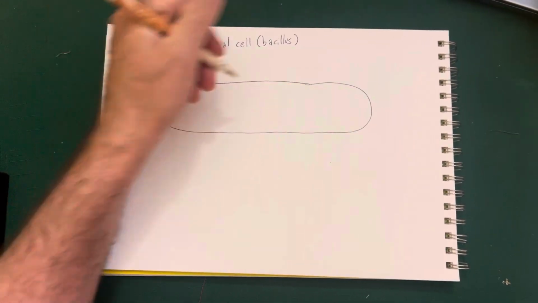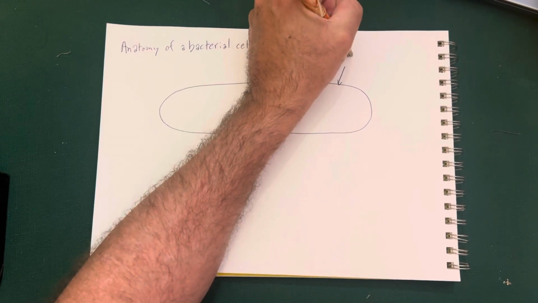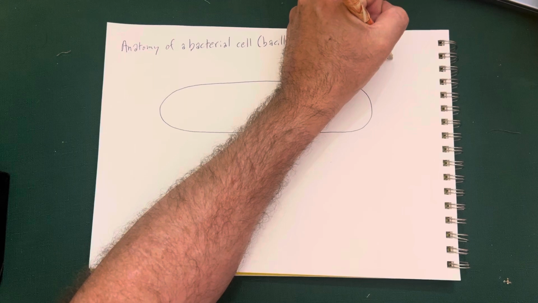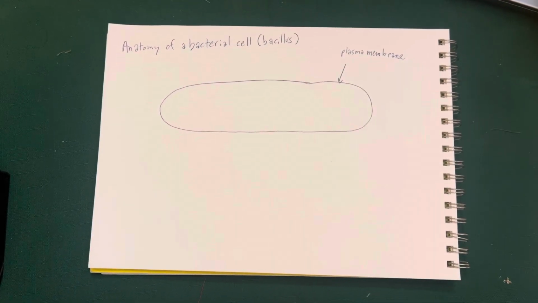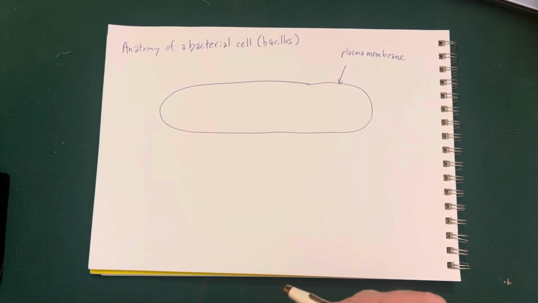And so this here is going to be our plasma membrane. All cells have a plasma membrane. All cellular life is made of cells. So why should bacteria be any different? They shouldn't, so they aren't.